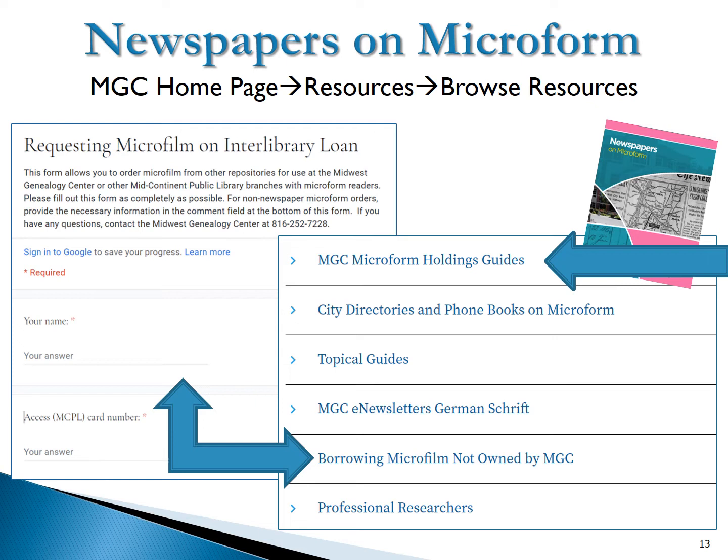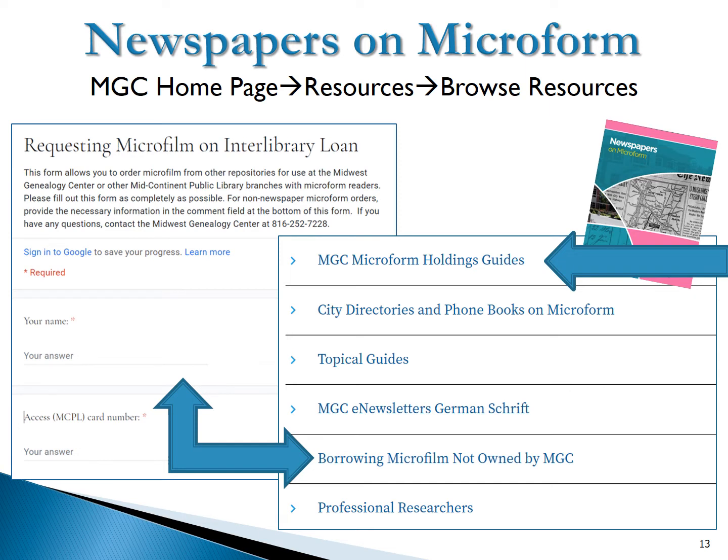You can view the MGC newspaper microform holdings on the MGC website by clicking the Resources tab and then selecting Browse Resources in the tile entitled Resources for Genealogy and Family History. Once on this page, scroll down to MGC Microform Holdings Guides, shown here, to review the films currently available for viewing at MGC.